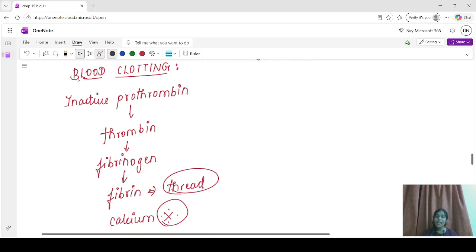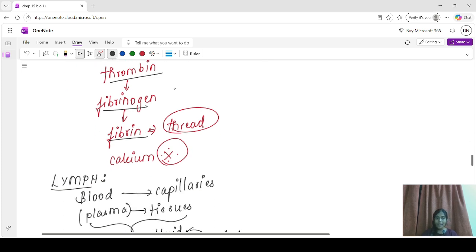Now let us see the detailed mechanism of blood clotting. Okay. So first, injury damages tissues and platelets, right? Platelets release clotting factors. What are all those clotting factors? The inactive prothrombin converts into thrombin, and then thrombin converts fibrinogen into fibrin. And this fibrin will form a thread mesh on the wound, sealing the RBCs and platelets without moving out. So, fibrin threads form a clot network, and calcium ions are essential during this cascading process.